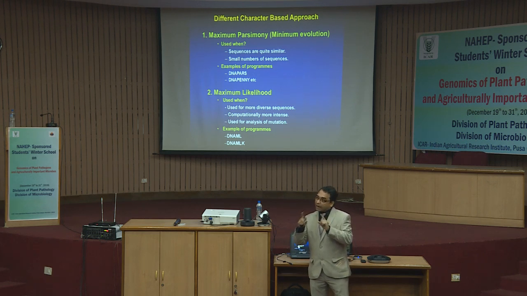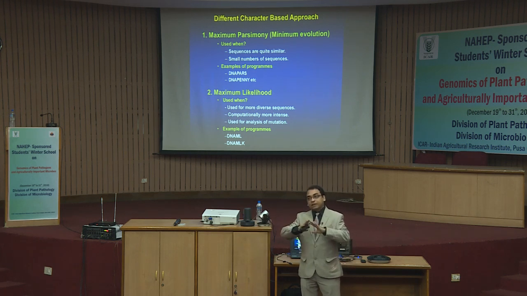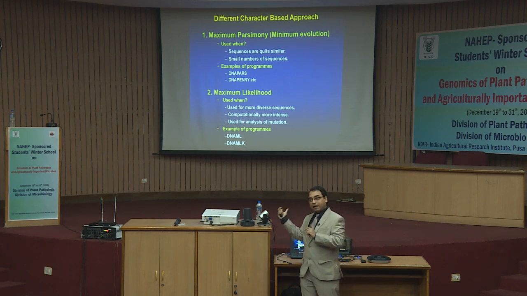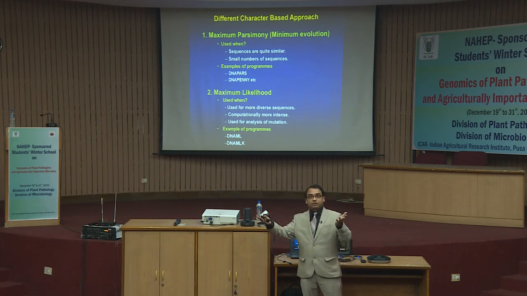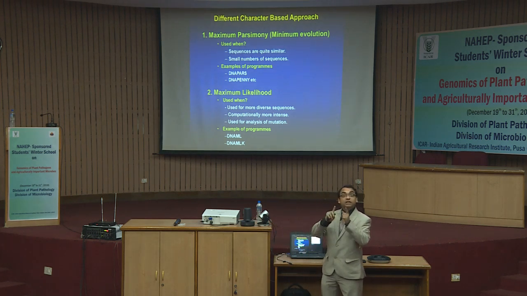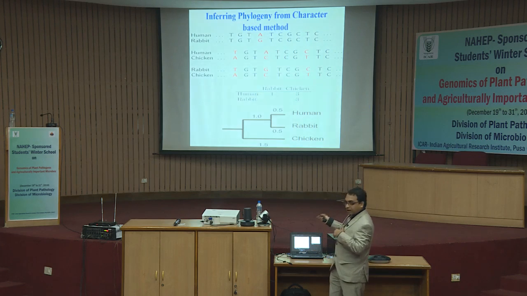Clear? So, the character based approach is perfect for that. Maximum likelihood means maximum nucleotides are different, only a few nucleotides will be matching. So again, the character based approach is there. But if it is in between, where some of the sequence stretch is matching and some of the stretch is not matching, then we have to use a distance based method, and that I am coming to.